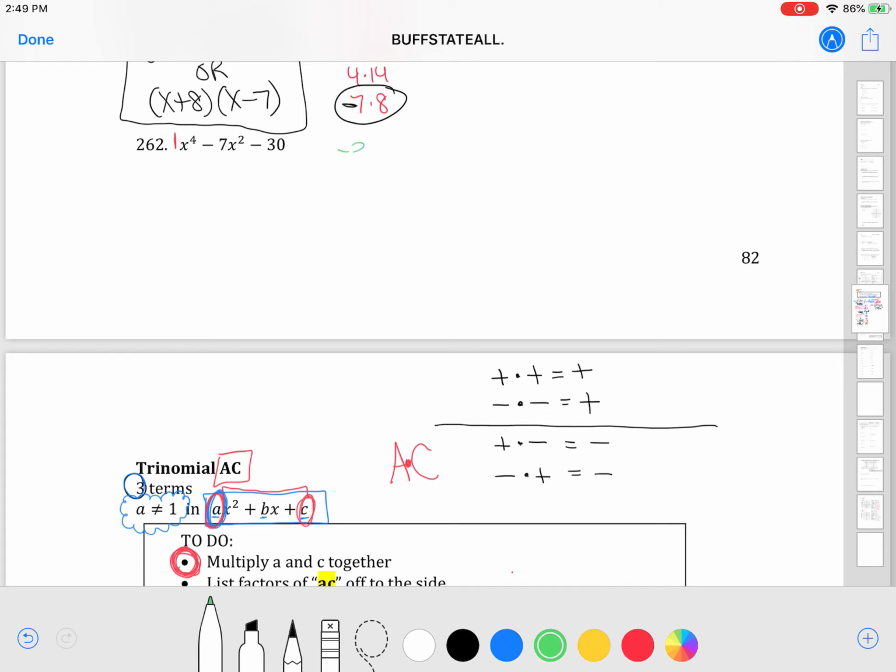All right, last one. Off to the side, I'm finding factors of negative 30. You may or may not have noticed this right here. That'll come into play a little bit later. You're just going to factor it like a normal quadratic for now. So I need to list the factors of 30 underneath this.